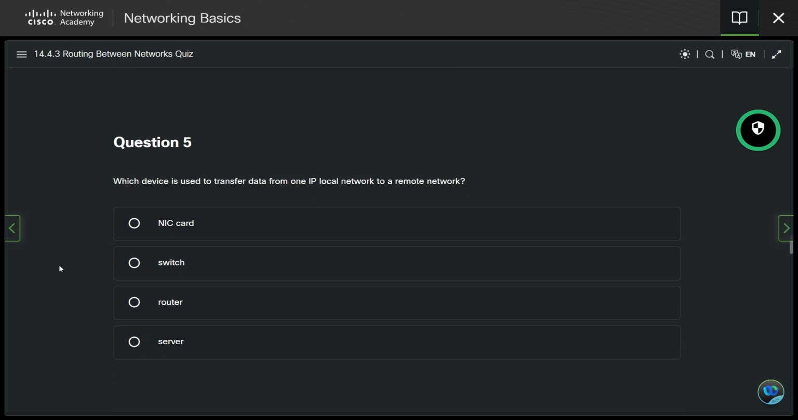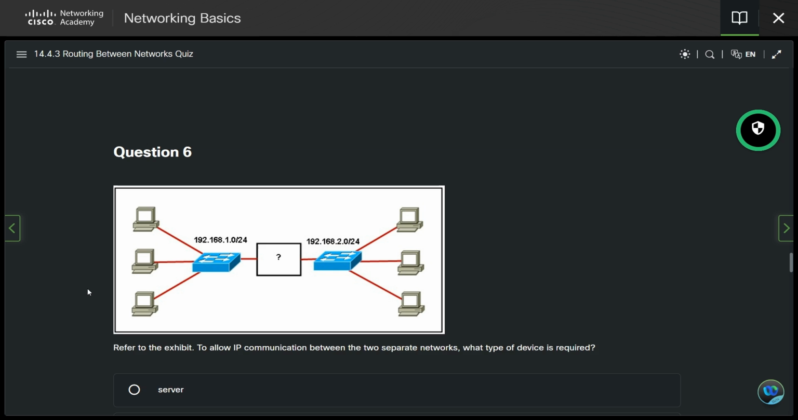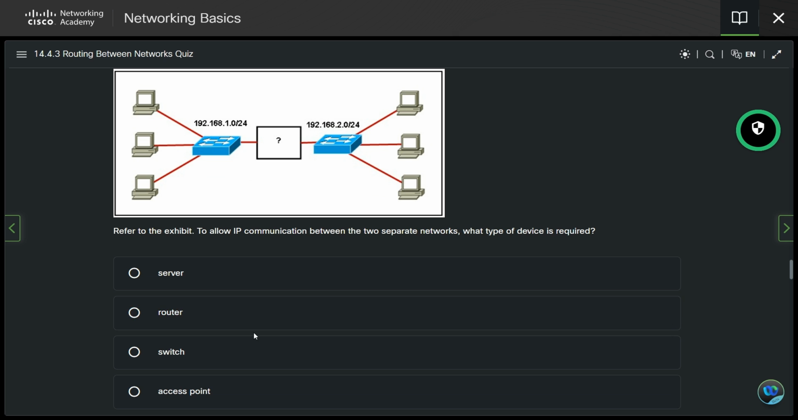Question 5. Which device is used to transfer data from one IP local network to a remote network? Router. Question 6. Refer to the exhibit. To allow IP communication between the two separate networks, what type of device is required? It is a router.